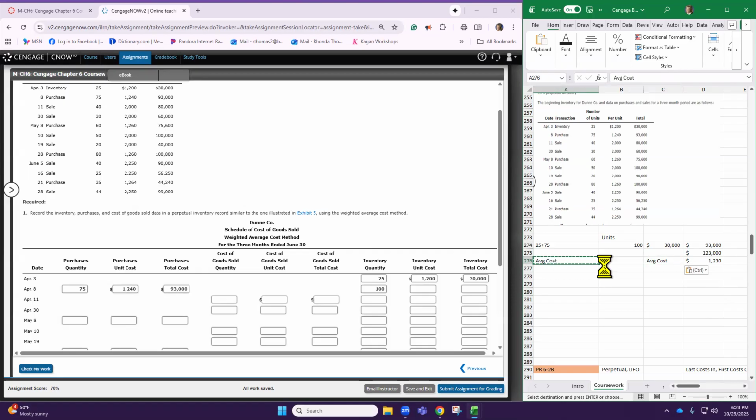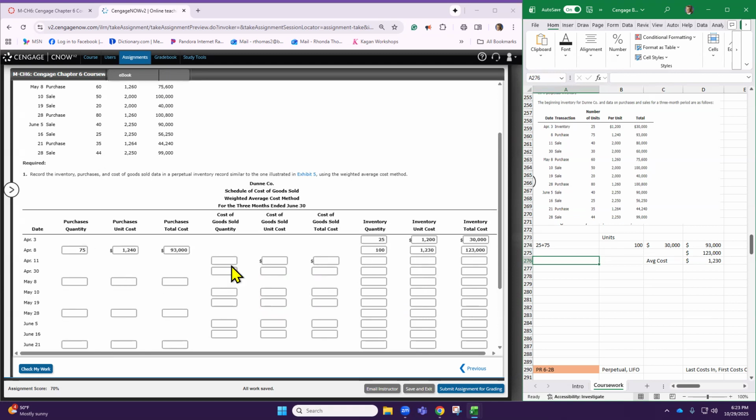So now here comes the average cost. The total is 123,000 when you add the 30,000 and the 93,000 together. And then the average is 1,230. Does that seem reasonable? We had $1,200 units and $1,240 units. Yes, 1,230 is reasonable.